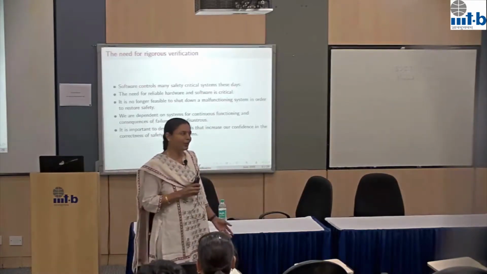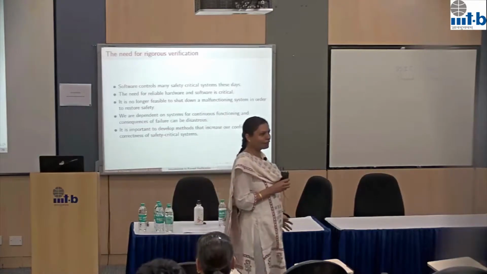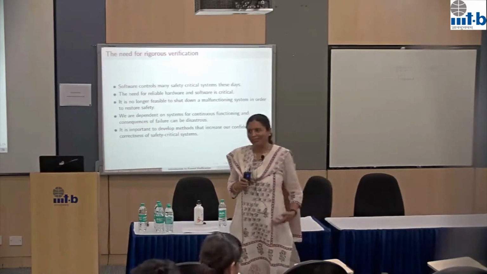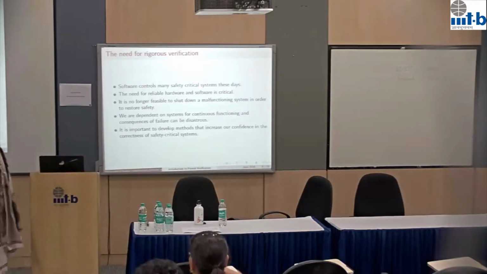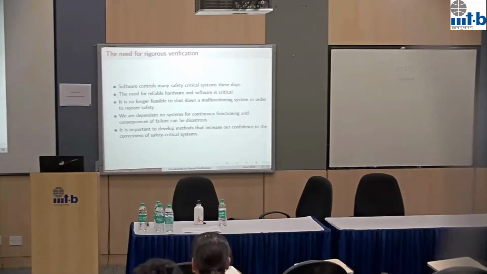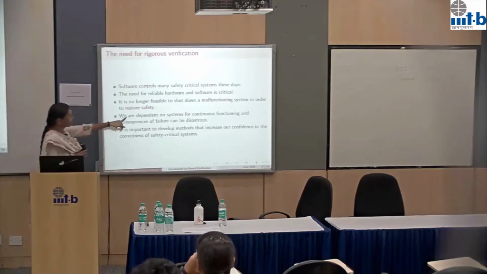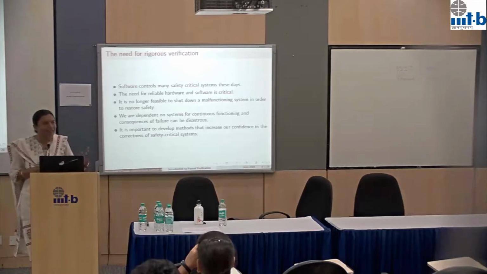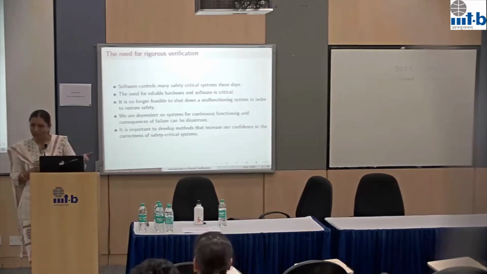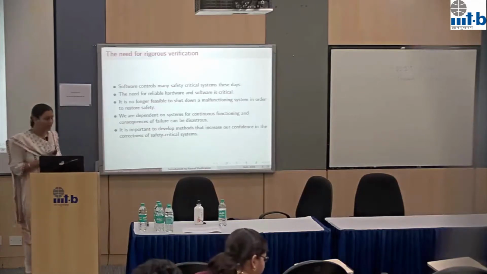You can't shut down an autopilot while it's flying a plane. You can't shut down altitude calculating software while it's flying a rocket. All these things are not possible. So that's the point. It's not feasible to shut down a malfunctioning system and say, I will restore safety. Not possible, right? It's already done the error before you realize it, passed on, too expensive, right? So we're dependent on systems for continuous function.